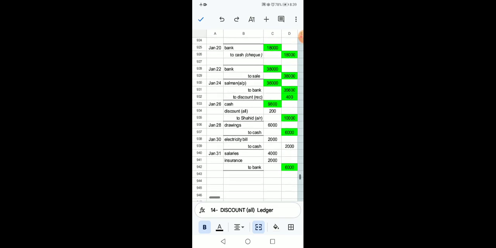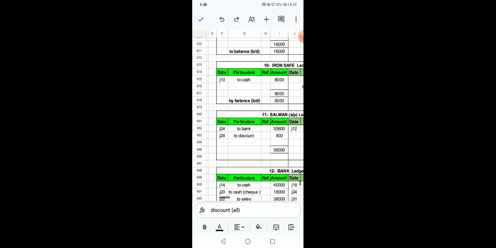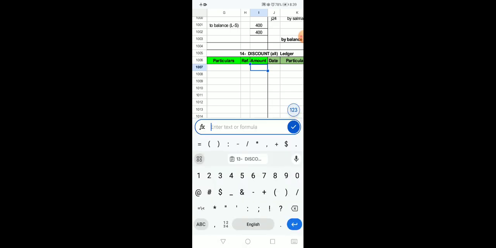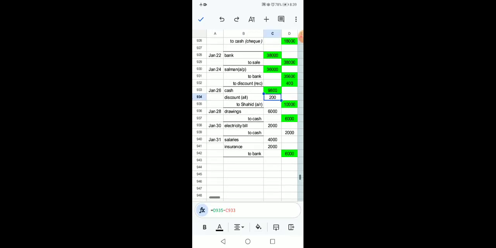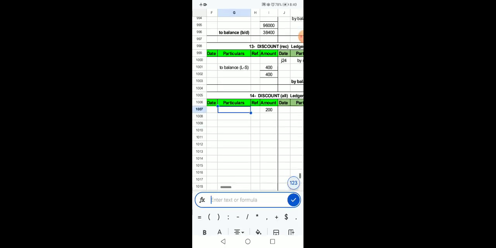These are our journal entries. The first element arrived on January 26. Discount allowed is debited by 200. So go to discount allowed and write down 200 on the debit side. It's time to see what the reference is for this 200. Here is your entry of 200, and what is written on the opposite side? It is Shahid. So you will write "to Shahid" as a reference.